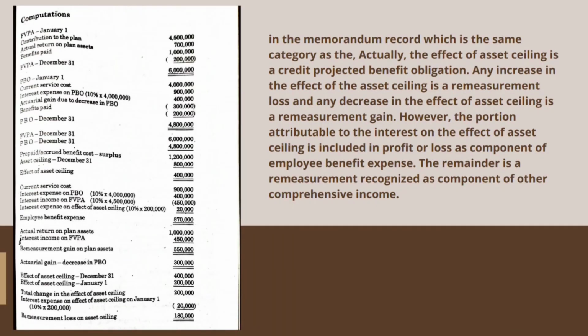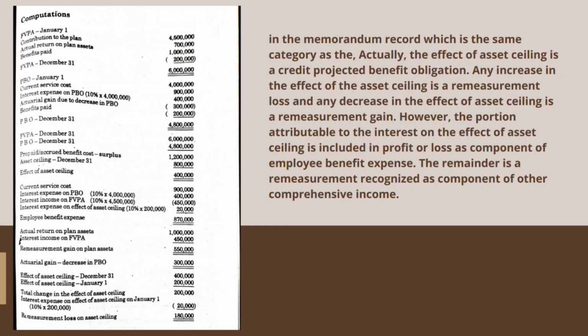So computation. FVPA on January 1 is 4,500,000. Contribution to the plan is 700,000. Actual return on the plan asset is 1 million. And minus the benefit paid, which is 200,000. So our FVPA on December 31 will be 6 million.